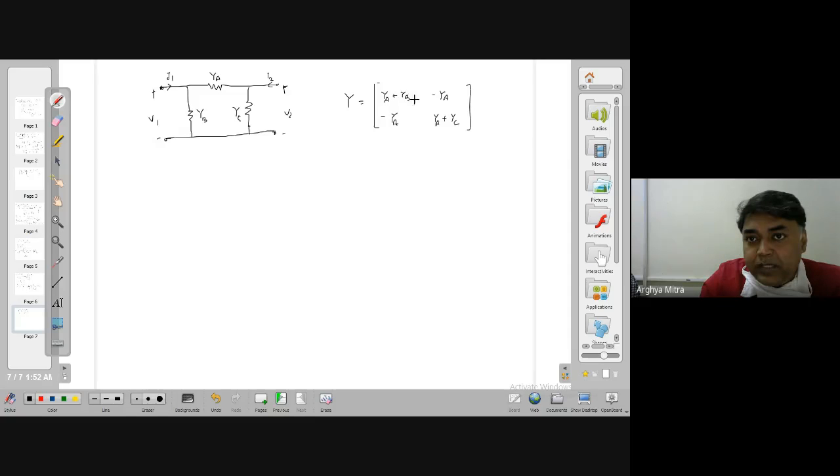So it is YA plus YB, minus YA, minus YA, YA plus YC. So you go with finding out the conductances, and then you add YA plus YB for the Y11, and then minus YA, which is common, minus YA again, which is common, and then YA plus YC for Y22. So this is your Y parameter. Okay.